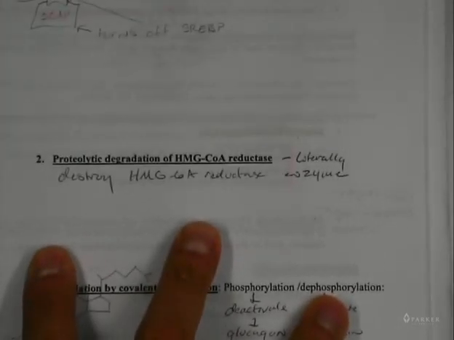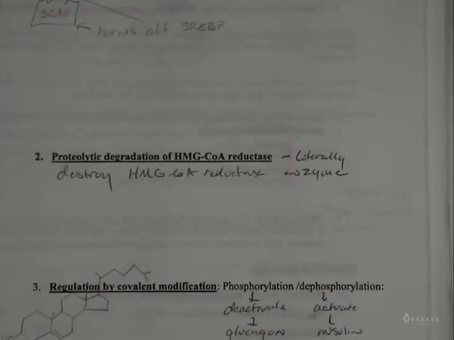Next one up. We can regulate HMG-CoA reductase by proteolytic degradation. So if we don't want to make cholesterol, we can break the thing that makes cholesterol. If we don't want to make cholesterol, we take the rate-limiting enzyme and we proteolytically degrade it, proteolytically cleave it. We destroy the rate-limiting enzyme of cholesterol biosynthesis. If we have no rate-limiting enzyme for cholesterol biosynthesis, we do not make cholesterol. So mechanism number 2 for our regulation of cholesterol biosynthesis is simply destroying the enzyme that makes cholesterol.